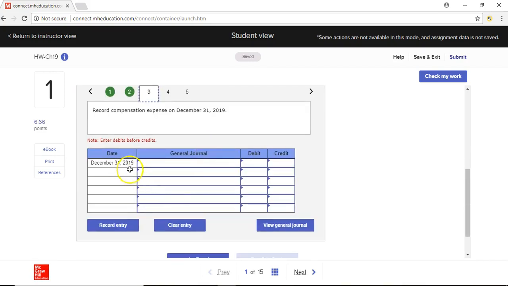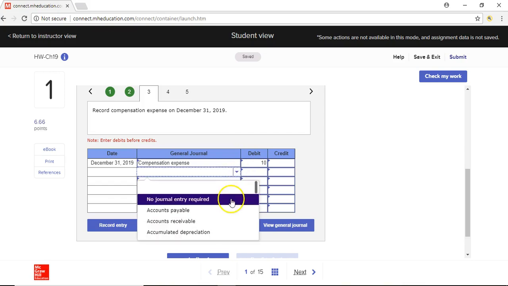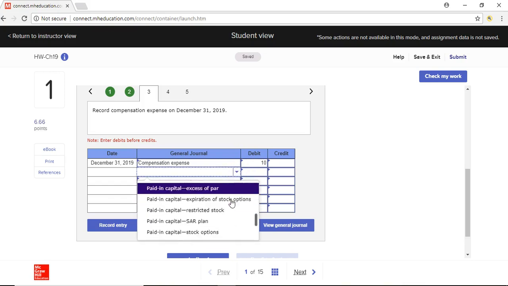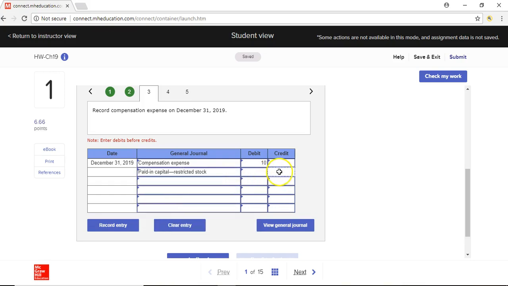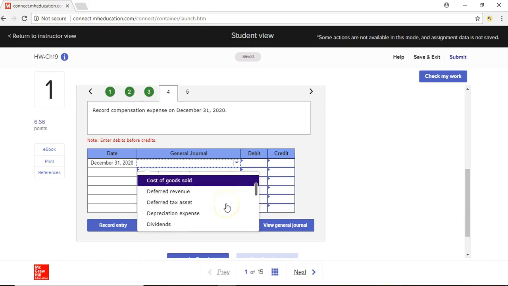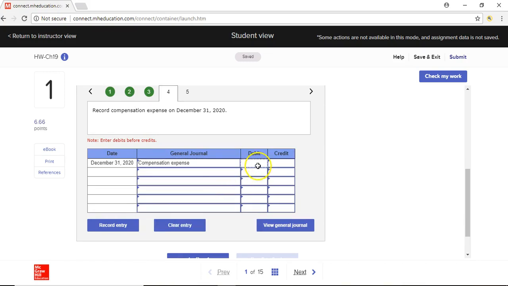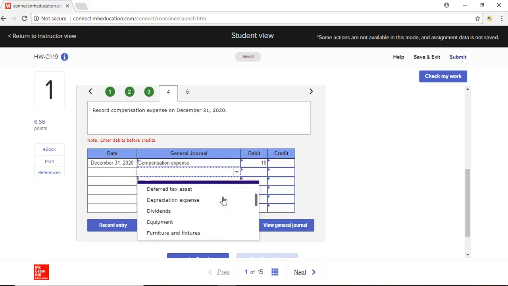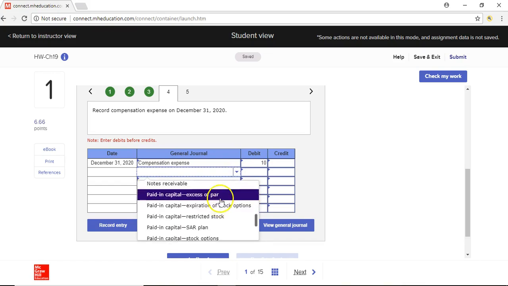At the end of the second year, still 1/3 of the total compensation from stock units will be expensed. And then paid-in capital will be recorded. Third year is still the same. At the end of the third year, we expense 1/3 of that $30 million and then record the stock units into paid-in capital account.